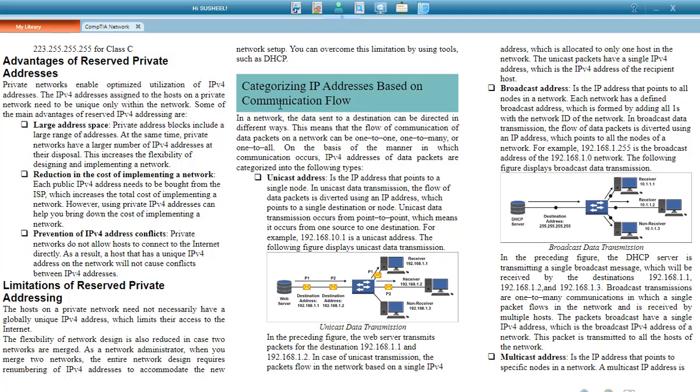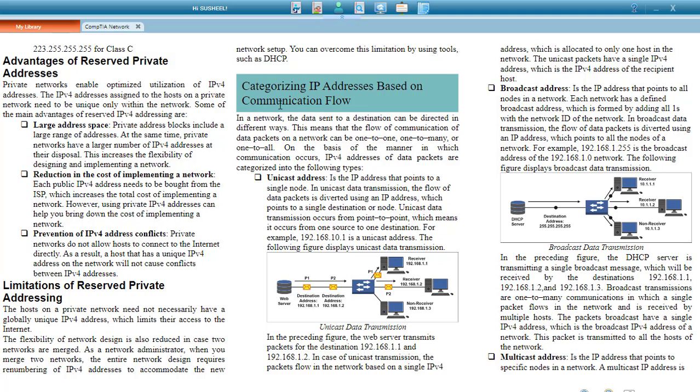Categorizing IP addresses based on communication flow. In a network, the data sent to a destination can be directed in different ways. This means that the flow of communication of data packets on a network can be one-to-one, one-to-many, or one-to-all. On the basis of the manner in which communication occurs, IPv4 addresses of data packets are categorized into the following types. Unicast address is the IP address that points to a single node.